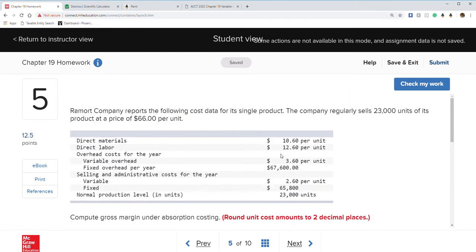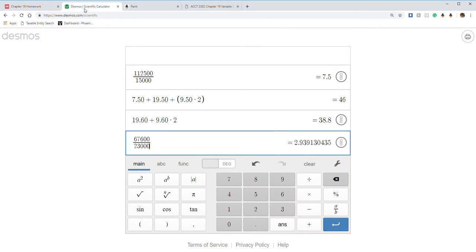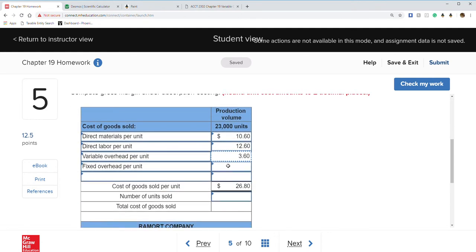Okay, fixed in itself is 67,600, but we have 23,000 units, so we need to do some division. So 67,600 divided by that 23,000 units, and you got a little bit of rounding. So again, always round to cents when we're dealing with dollar signs. So this 9 means we're going to round up. So $2.94.